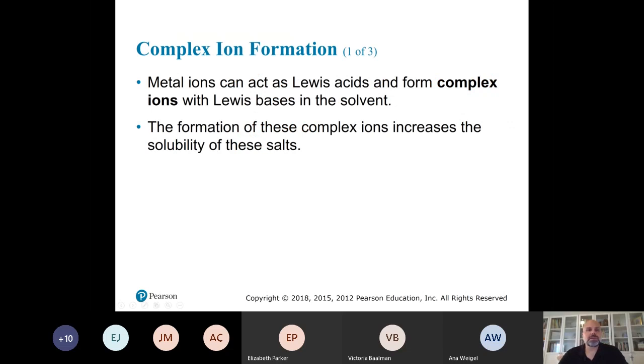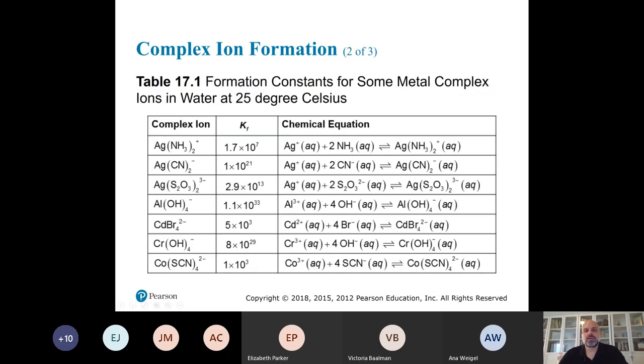So complex ion formation. Metal ions can act as Lewis acids and form complex ions with Lewis bases in the solvent. The formation of these complex ions increases the solubility of these salts. So what are we talking about here? We're forming a complex ion. And complex ion formation is kind of a unique solution situation.